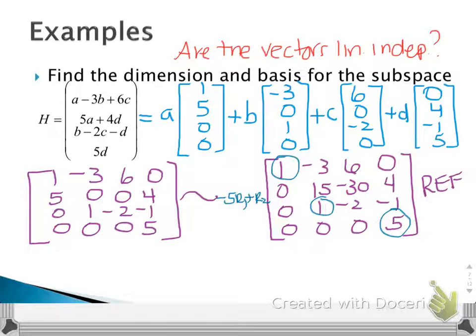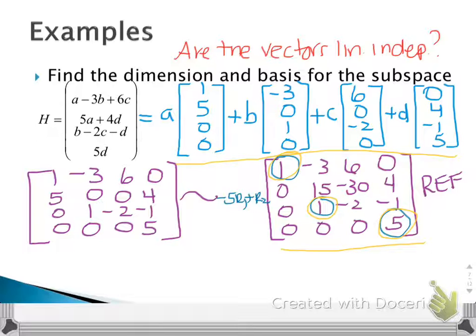Make sure again you check my work, because I had to go back over this example since I had made a mistake. Make sure you do this on your own to verify that you get the same answer I get. Are these vectors linearly independent? Again, we have that linear combination, and we row reduce to REF. We get that the first, second, and fourth columns are pivot columns.